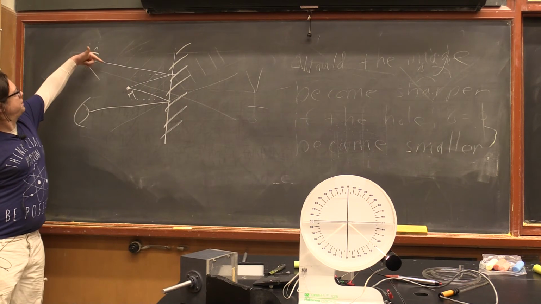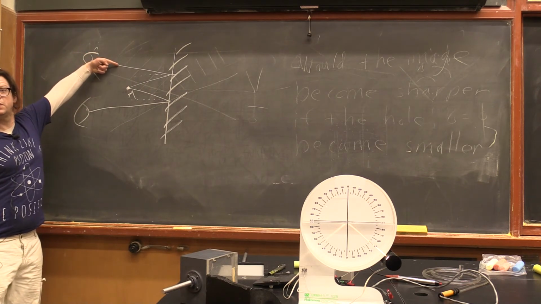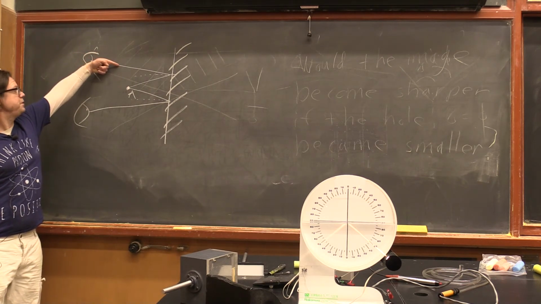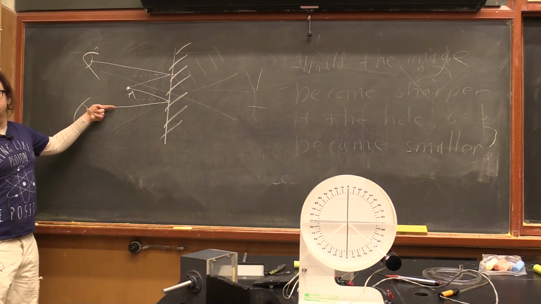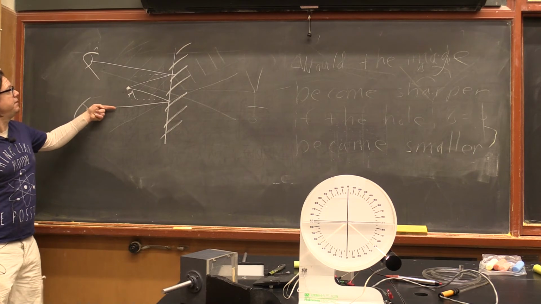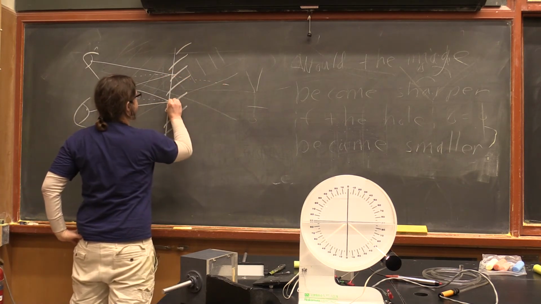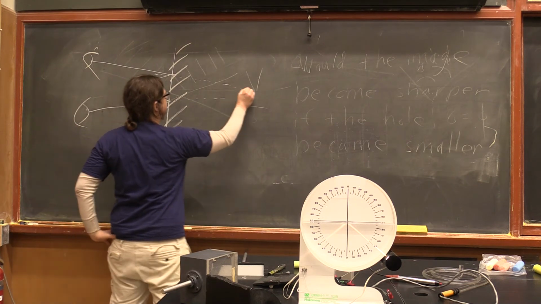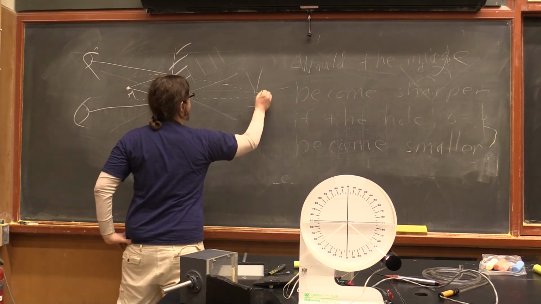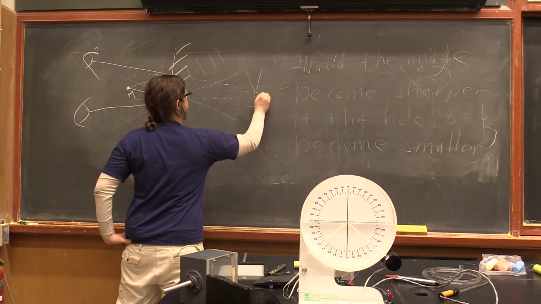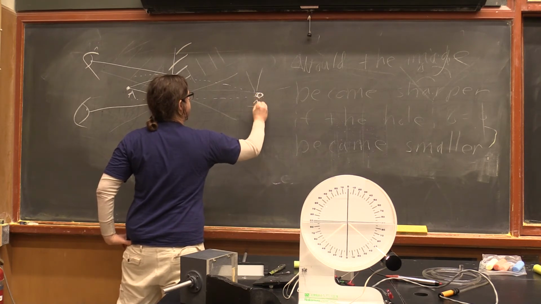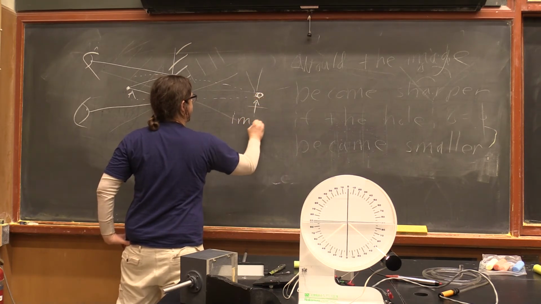So this person is going to point their finger this way. This is where the light is coming from their perspective. And this person is going to point their finger this way. This is where the light is coming from their perspective. And now we're going to extend the fingers out. And there is the image of A.